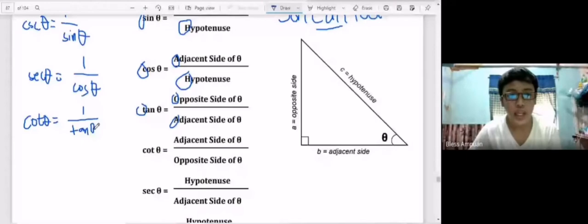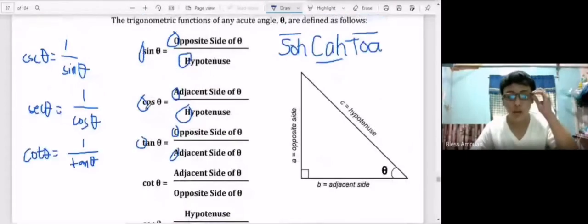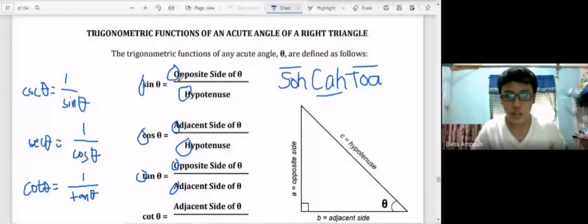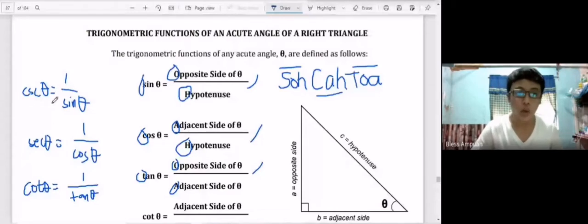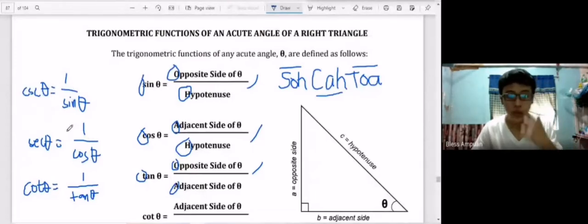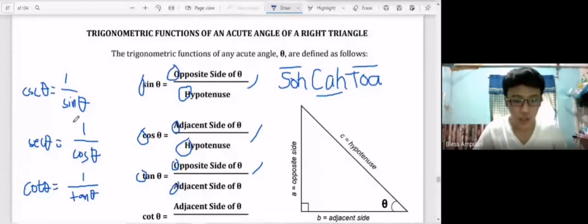In this kind of topic on trigonometric functions, what you need to memorize is just SOHCAHTOA, so you can get sine, cosine, and tangent. And then you must also know that the cosecant theta is the reciprocal of sine theta, or 1 over sine theta, its opposite. Secant theta is the reciprocal of cosine theta, or 1 over cosine theta. Cotangent theta equals 1 over tangent theta.